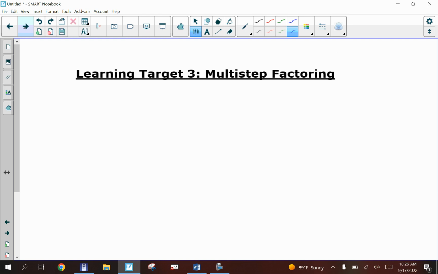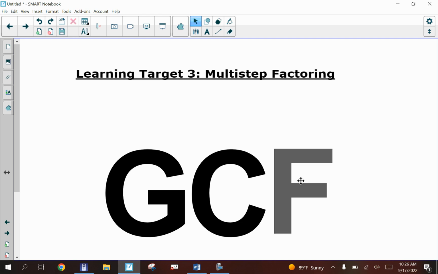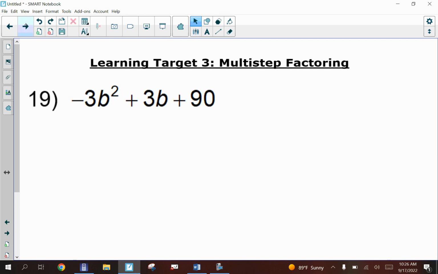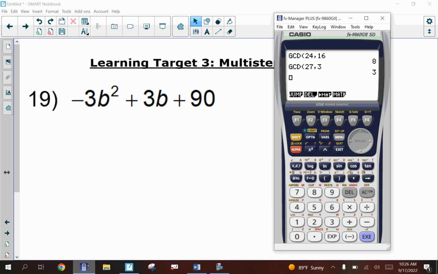Okay, multi-step factoring. This one is huge. When you see competency 3, multi-step factoring usually means there's going to be a GCF. So we have to make sure we check if there's a GCF in every single one of these questions. So starting at number 19, I'm going to pull out my calculator. I'm going to go ahead and just go to the GCF button here in the calculator. I need to have that ready because I need to check all of these problems for the GCF.